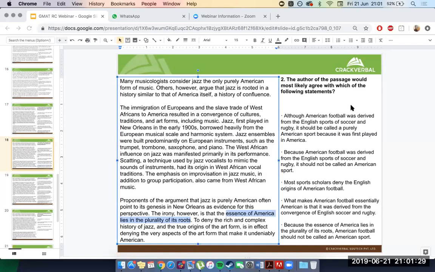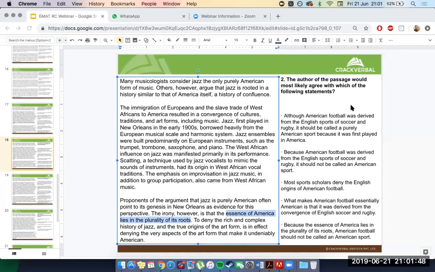Should we avoid extreme words? Okay, firstly, how do you know it's an analogy question? I know it's an analogy question because it's not talking about jazz, right? It's asking us about something else. So an analogy would be following the same reasoning when applied to different circumstances. What would we know about American football from this passage? Nothing, so it has to be an analogy.